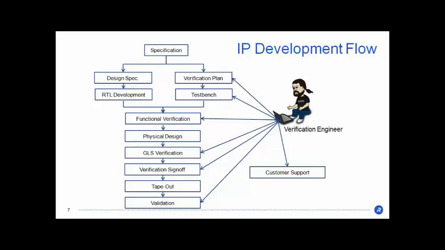Once we reach a stage where we see the design is stable, it goes to the physical design, where they do the implementation, and then we have the gate-level netlist. We start the gate-level verification, and once all the metrics we have defined for functional verification sign-off are complete, then tapeout happens. Once tapeout is done and chips are back, the silicon validation starts.